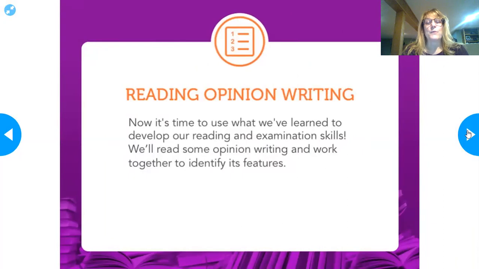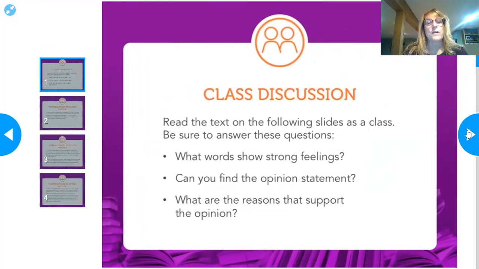Now it's time to learn what we just talked about with those 3 elements of opinion writing. When you come to these type of slides, you're going to notice there's 1 through 4 over on the side, and you'll just click through those before you go to the right. Read the text on the following slides. I'm going to read this to you. What words show strong feelings? Can you find the opinion statement? What are the reasons that support the opinion?